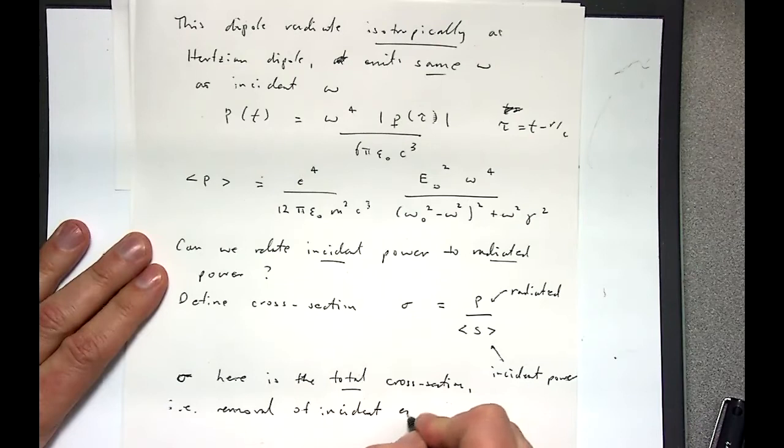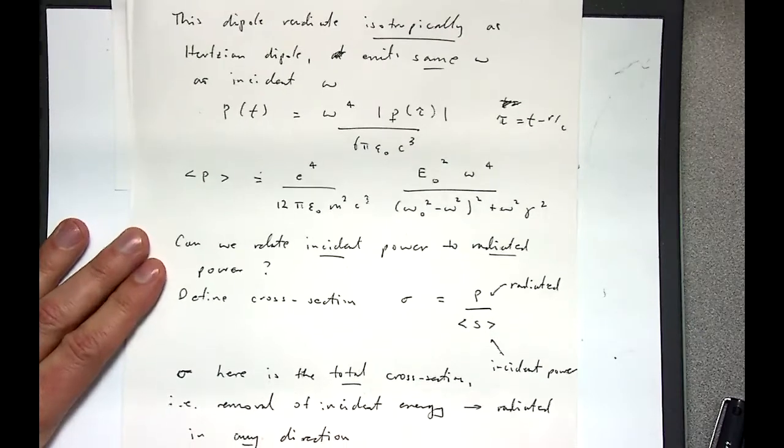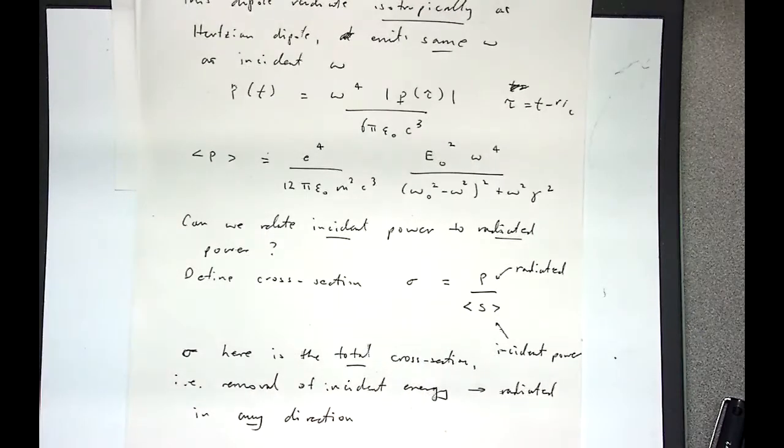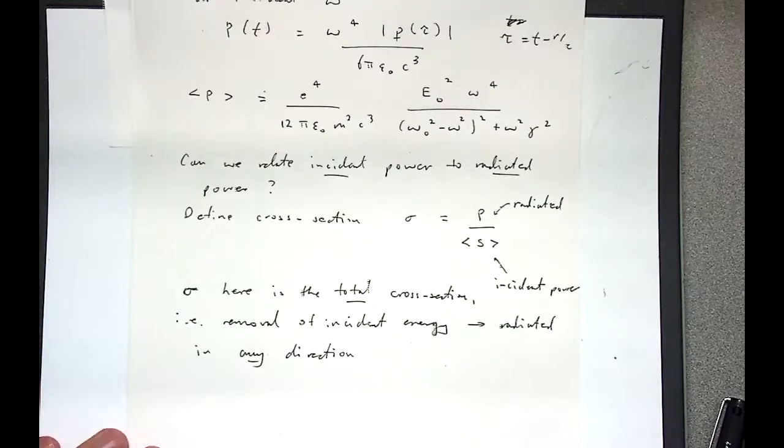Okay? Which means radiated power in any direction. And of course, in the simple case here of isotropic scattering or isotropic radiation, we simply divide by whatever solid angle we have because it's the same in every direction.